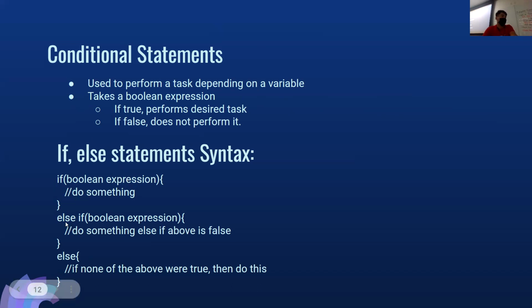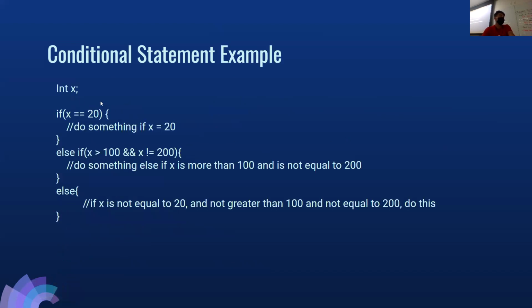And then let's say that the expression is false, it will go to the next else if and check, okay, is this expression true or false? If it's true, it'll do whatever is between the brackets. If it's false, it just goes to else, which runs if all of these other expressions aren't true. So we declare a variable called x.